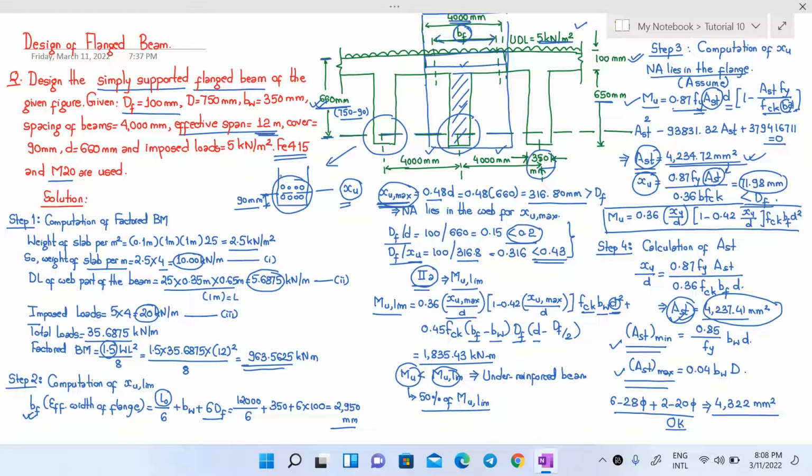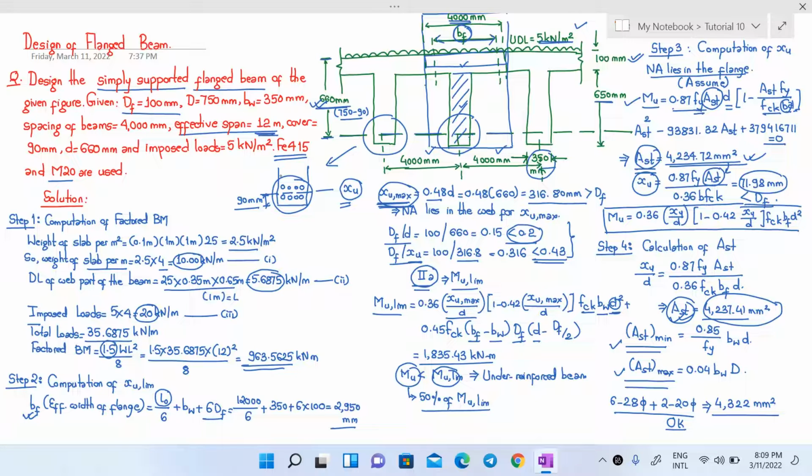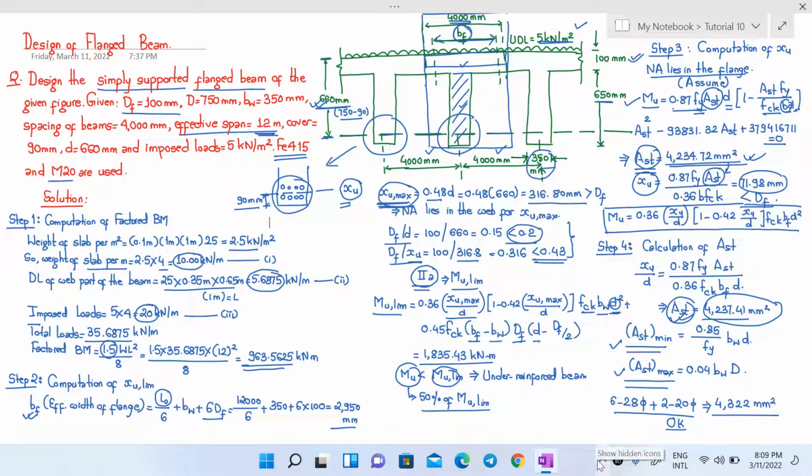From the next lecture onwards, we will start with a new chapter in this design of reinforced concrete lecture series, and that will be related to the design of our beams for shear forces. So we will meet again soon in our next chapter.